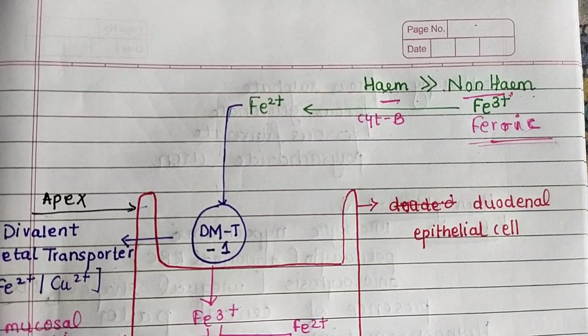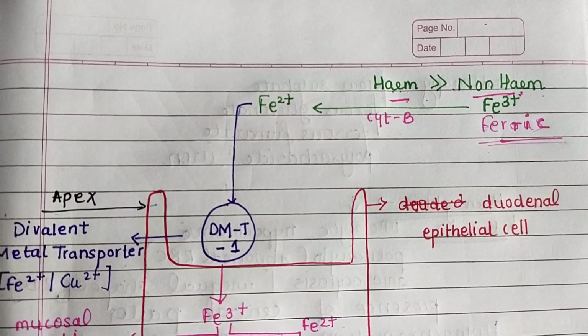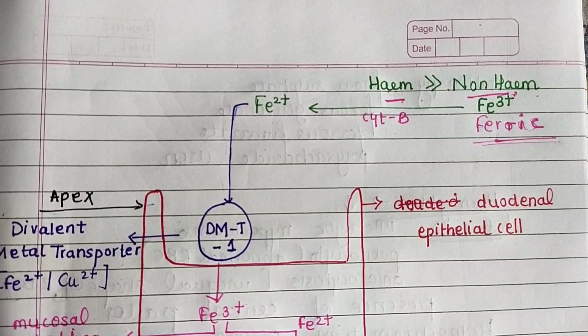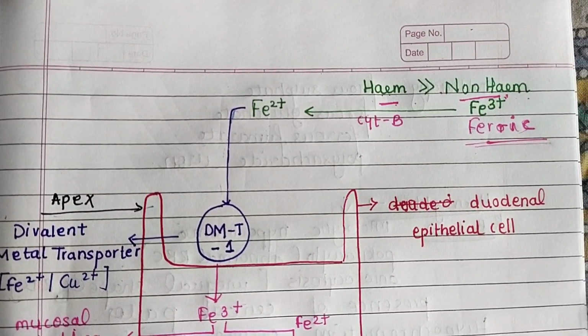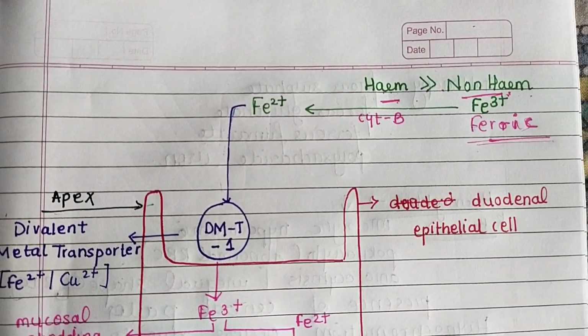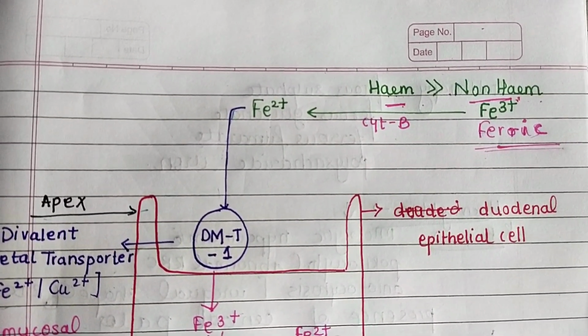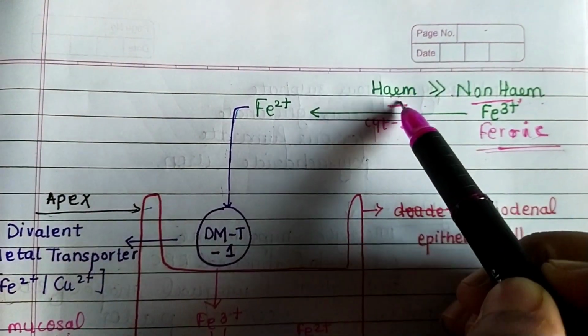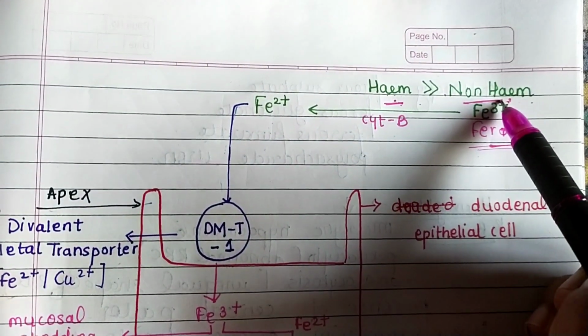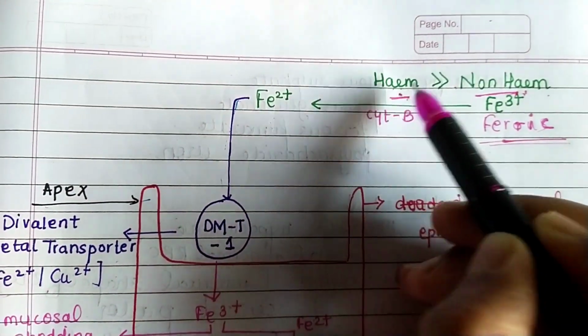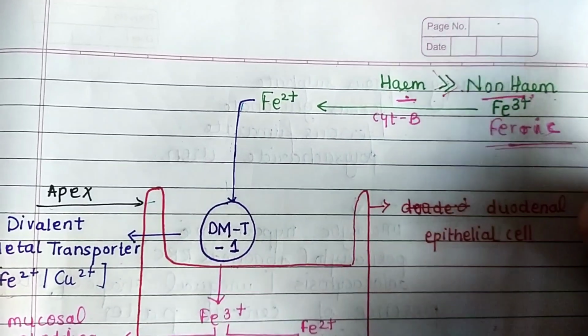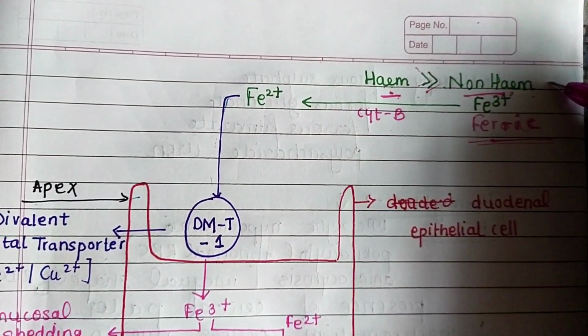Today I will be starting with the second part of iron metabolism. In this lecture we will see the diagrammatic view of iron metabolism. How does it occur? Iron occurs in two parts, the heme part and the non-heme part. The heme part is more absorbed than the non-heme part.